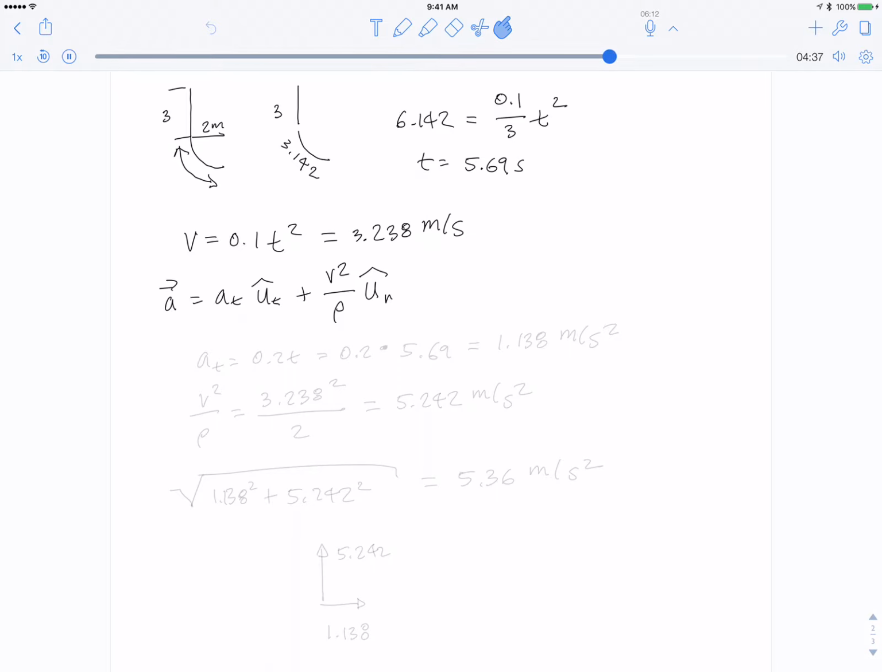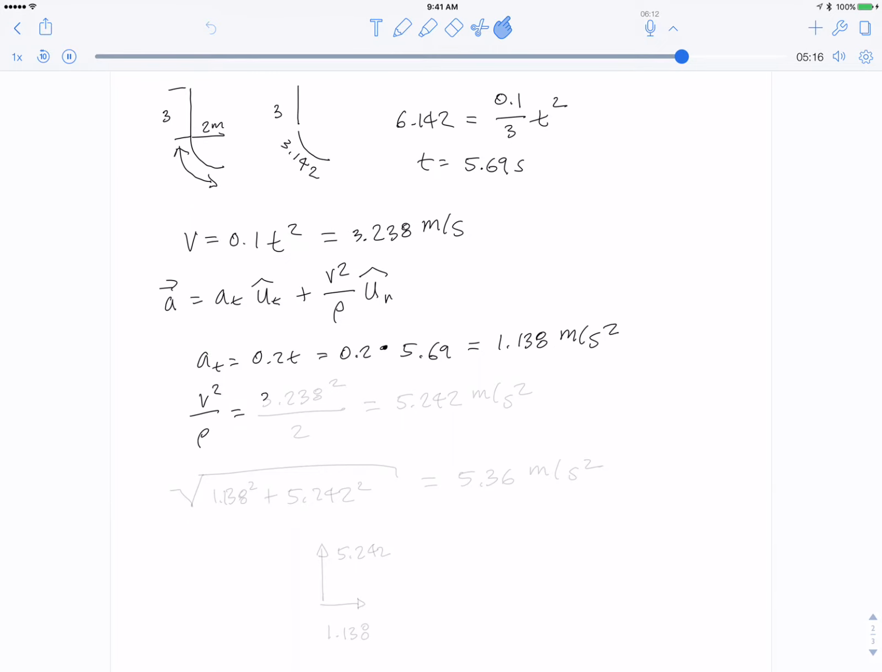So here's the acceleration again. The tangential part was given as 0.2t, and t was 5.69 seconds. So 0.2 times 5.69 comes out to 1.138 meters per second squared. Then v squared over rho.